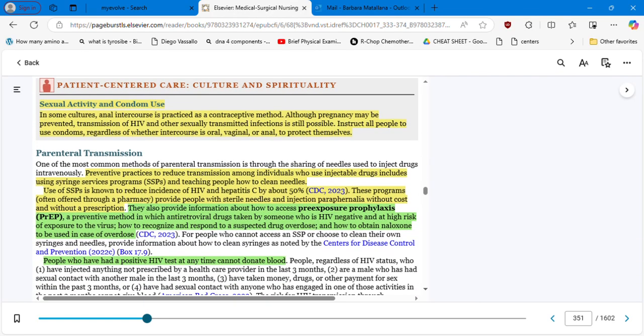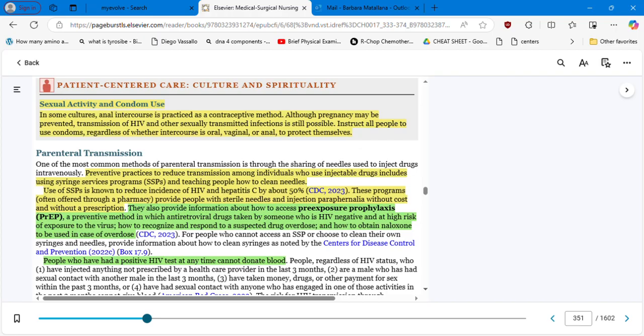And then another important box related to culture and spirituality: sexual activity and condom use. In some cultures, anal intercourse is practiced as a contraceptive method. And we need to be aware of these different cultural practices, right? As nurses, especially in cities with cultural diversity, right? Although pregnancy may be prevented, transmission of HIV and other sexually transmitted infections is possible. So you need to advise your patients to use a condom regardless of whether intercourse is oral, vaginal, or anal to protect themselves, right?